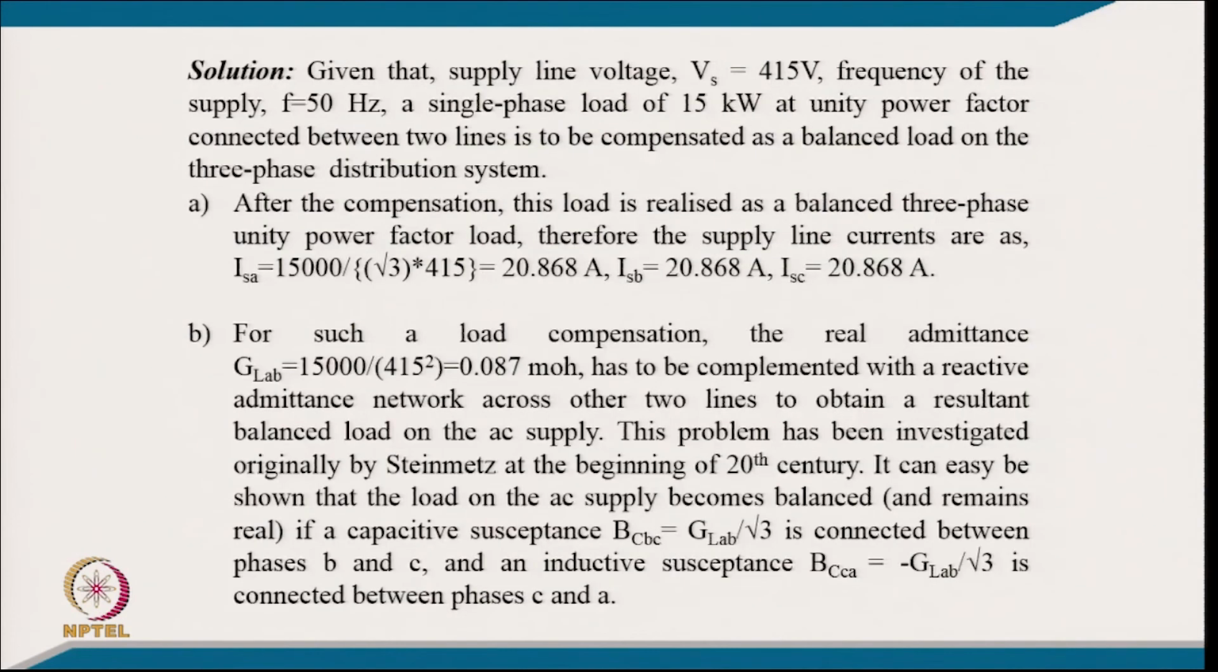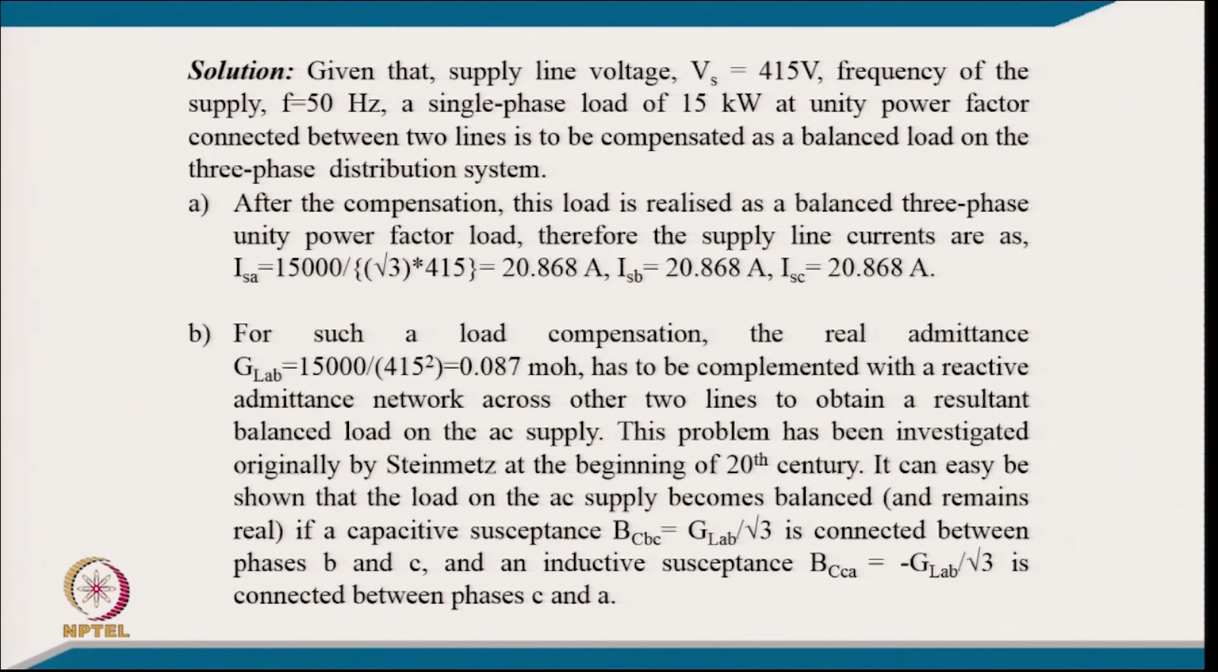Based on that, we have the solution to this problem. Given the supply voltage Vs equal to 415 volt, supply frequency 50 hertz, and a single phase load of 15 kilowatt at unity power factor connected between two lines, to be compensated as a balanced load on the 3 phase system. After the compensation, this load appears as a balanced 3 phase unity power factor load. Therefore the supply line current is the power consumed by the load, 15 kilowatt or 15,000 watt, divided by root 3 into 415.